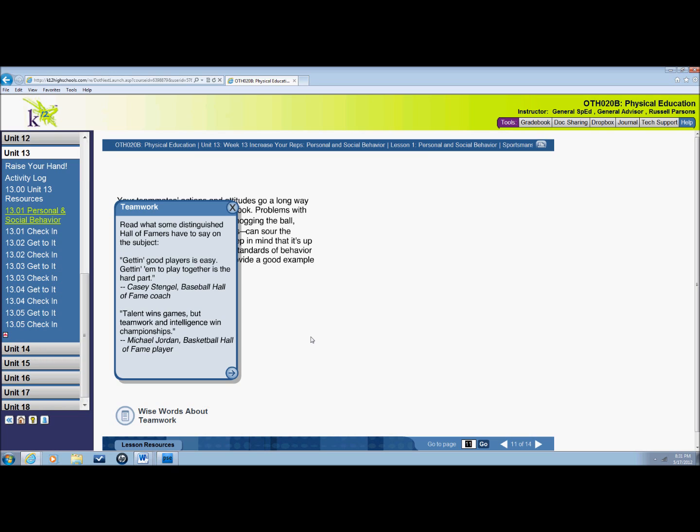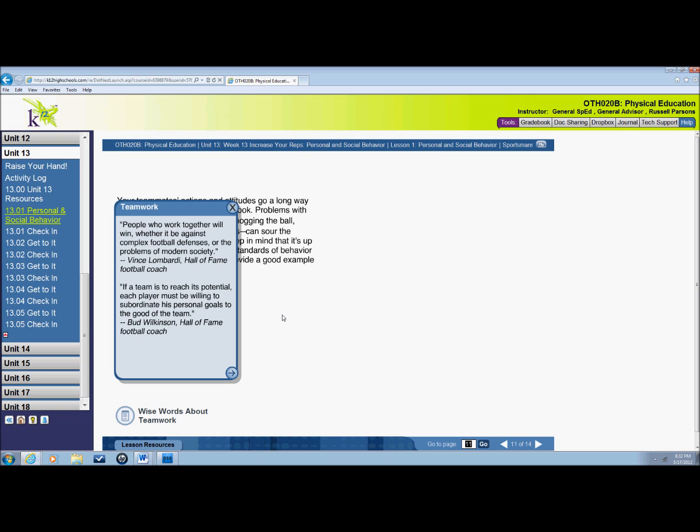The second one says, "Talent wins games, but teamwork and intelligence win championships." And that's from Michael Jordan, from the Basketball Hall of Fame. And then the third one says, "People who work together will win, whether it be against complex football defenses or the problems of modern society." And that was Vince Lombardi, Hall of Fame football coach.